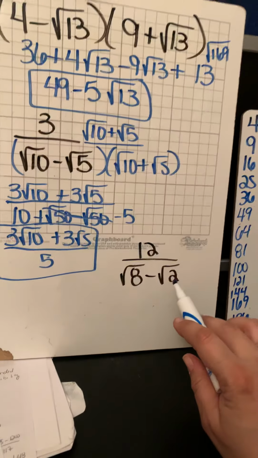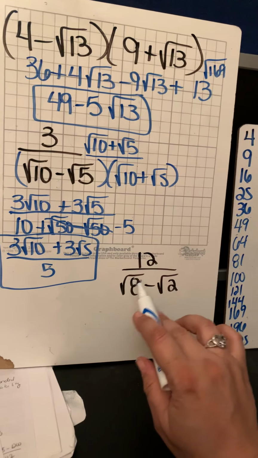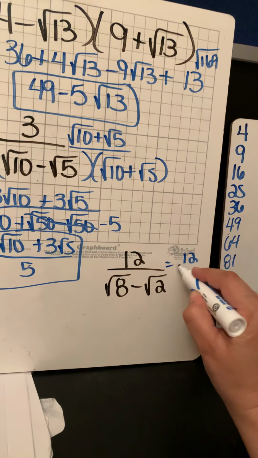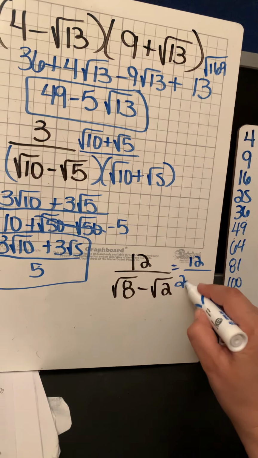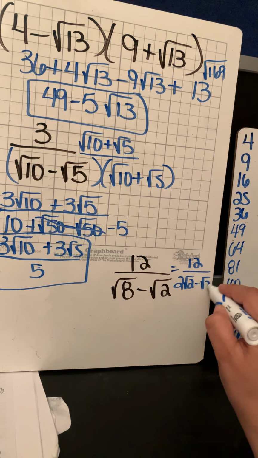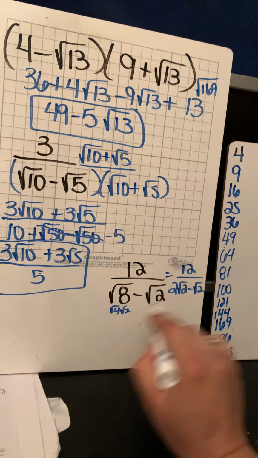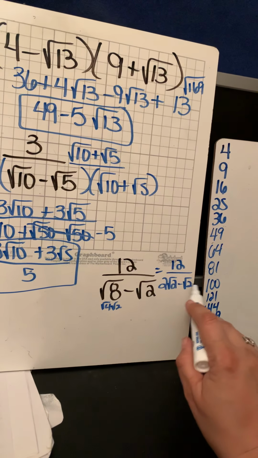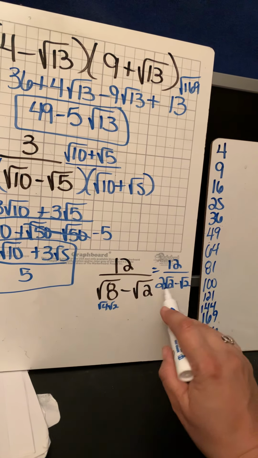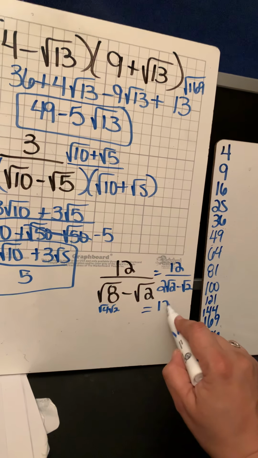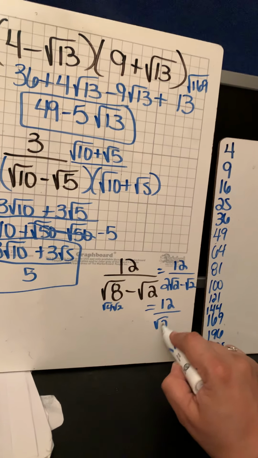Last one. I can reduce this, so I'm going to. I'm going to write this as 12 over square root of 8, which you should already know by now is 2 root 2. That's going to be a common one you're going to have, because this is square root of 4, square root of 2, 2 root 2. What's 2 root 2 minus root 2? 1 root 2. So I'm going to rewrite this as 12 over root 2.